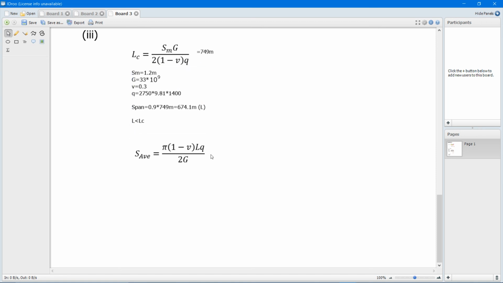G is already there. So you take all those figures and substitute them, and see what you get. You should be getting an average of 0.85 meters.